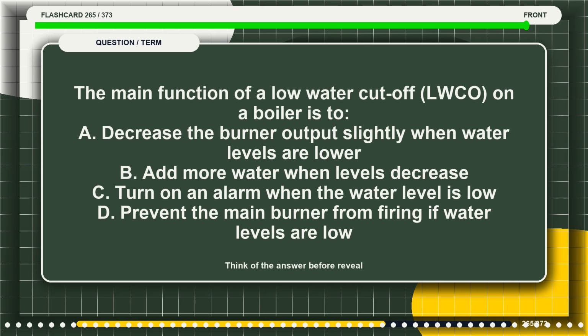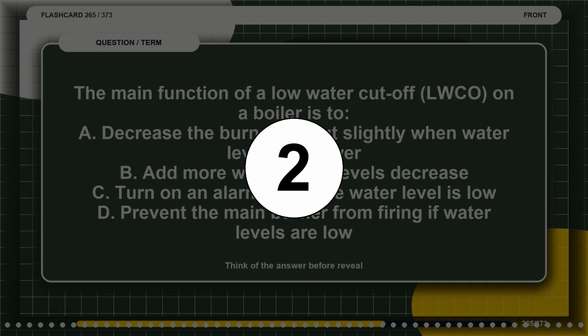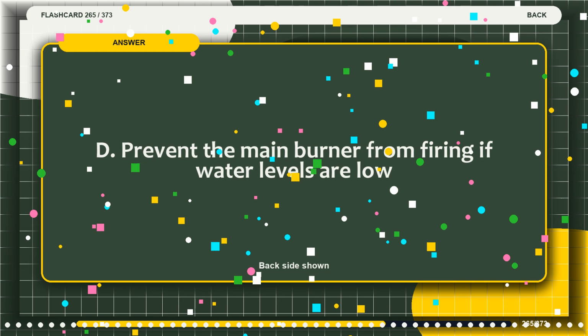Flashcard 265. The main function of a low water cutoff, LWCO, on a boiler is to A. Decrease the burner output slightly when water levels are lower. B. Add more water when levels decrease. C. Turn on an alarm when the water level is low. D. Prevent the main burner from firing if water levels are low. Think of the answer before the reveal. The answer is D. Prevent the main burner from firing if water levels are low.